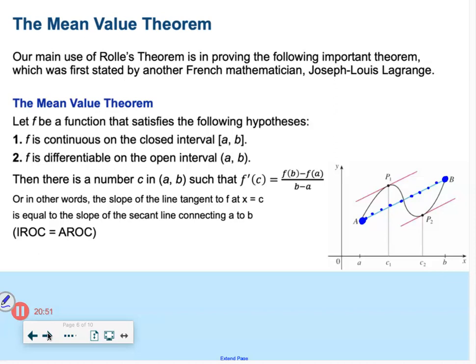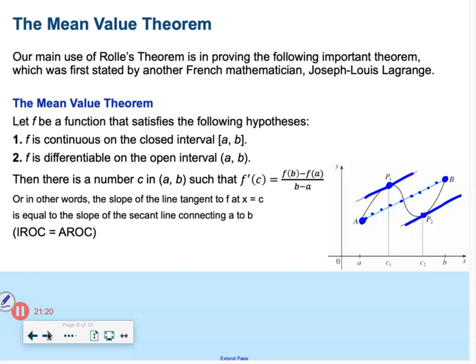As long as the curve is continuous and smooth, so continuous and differentiable, smooth and connected. As long as the actual function is smooth and connected, there must be at least one place inside the interval where the slope of the tangent is the same as the slope of the secant line.